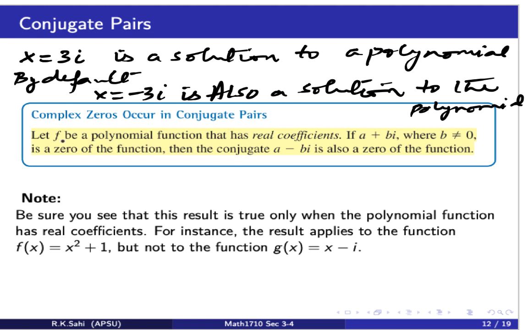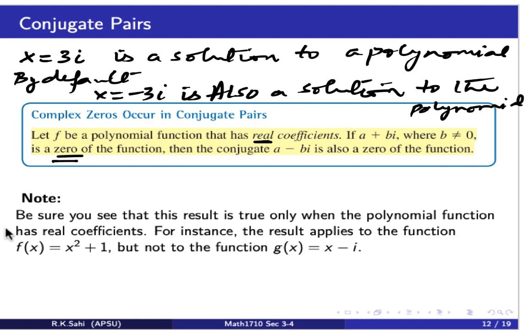So let's read this one. It says, if f is a polynomial function which has real coefficients, yes, very important, real coefficients, then if a plus bi, when b is non-zero, is a zero of the function, then the conjugate a minus bi is also a zero. So now let's focus, what do you mean by real coefficients?